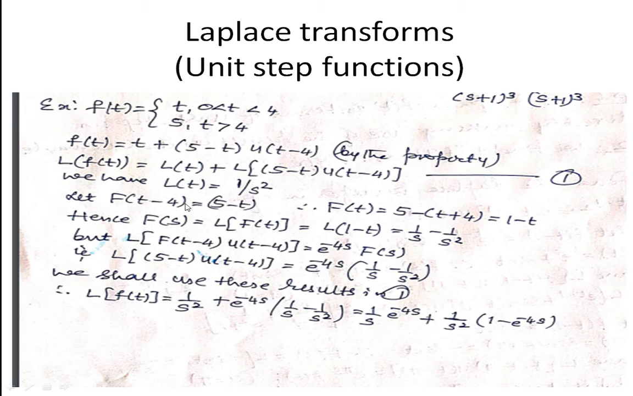Then L of t minus 4 is equal to 5 minus t. Now t is replaced by t plus 4, the actual procedure I am adopting. Therefore, after simplification, it will be 1 minus t. Therefore, f of s equals L of f of t. That is, Laplace of 1 minus t will be what? 1 upon s minus 1 upon s square. Therefore, this is e to the power minus 4 into f of s, e to the power minus as into f of s. Therefore, e to the power minus 4s into 1 upon s minus 1 upon s square.